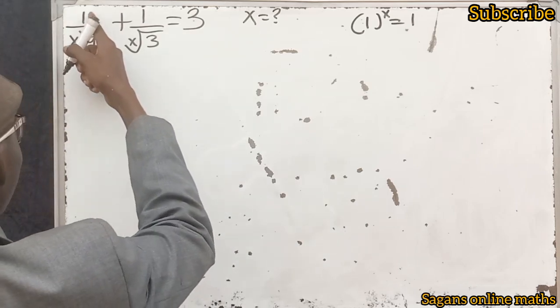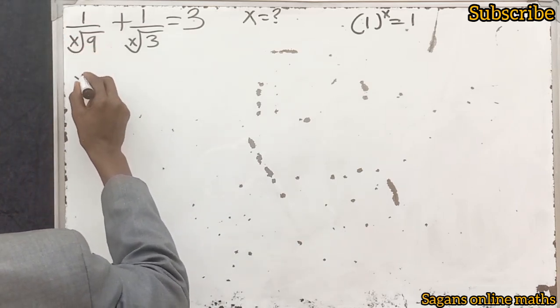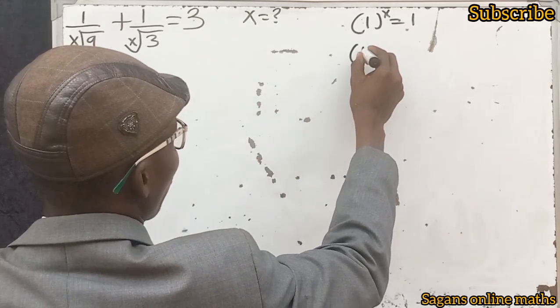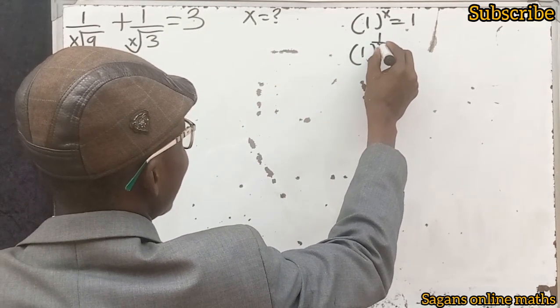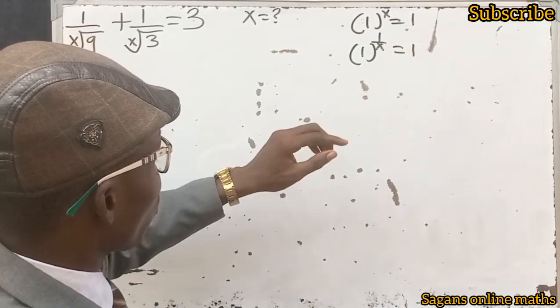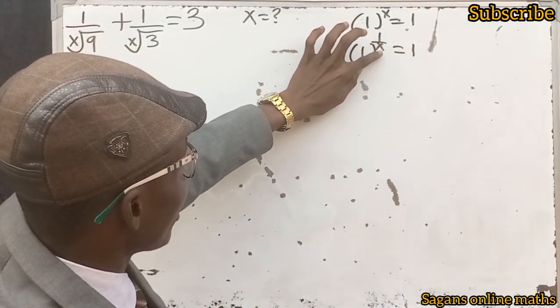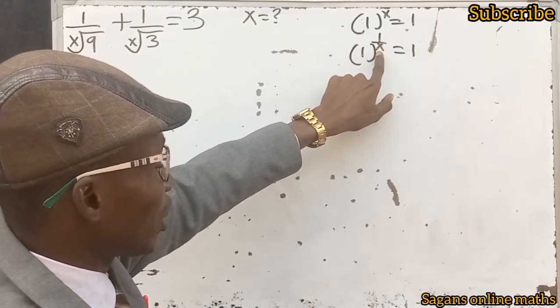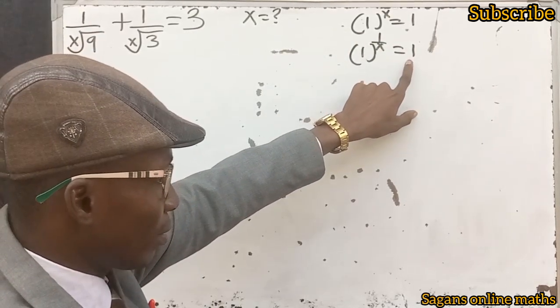This one we are seeing, we can also write as the x root of 1, which is still 1, because it is 1 to the power of 1 divided by x. Since 1 divided by 1 is 1, and 1 to the power of 1 will give us 1.